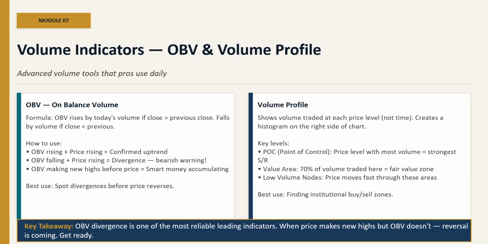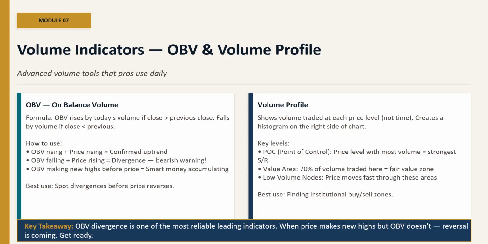The most powerful OBV signal is divergence. If price is making new highs but OBV is not, selling is happening into the rally. Smart money is distributing. This is a bearish divergence, a warning that the rally is not backed by genuine buying.